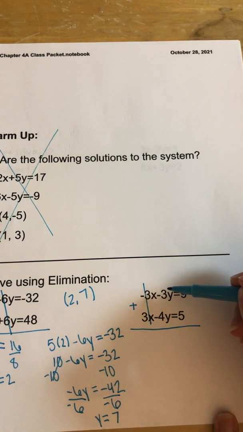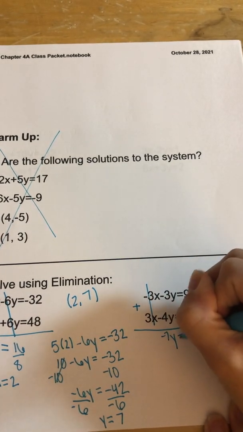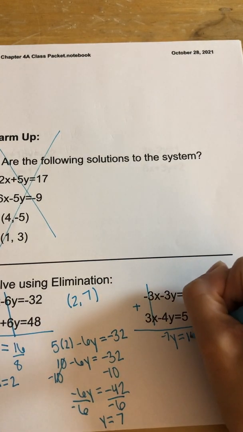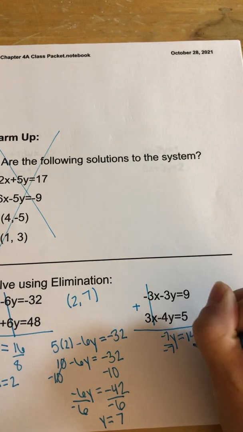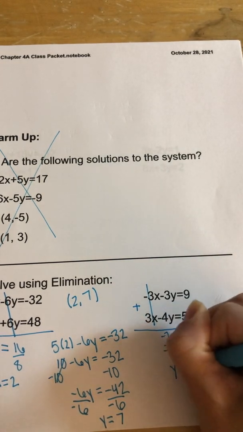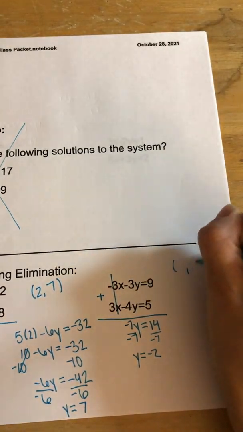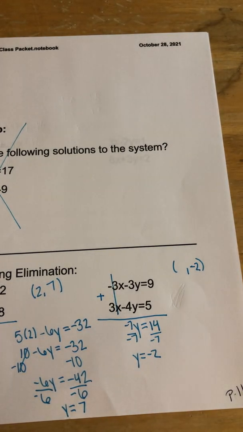So then negative 3 plus negative 4y gives me negative 7y. And then 9 plus 5 gives me 14. So there is what I'm left with when the x's cancel out. So I'm going to finish solving. In this case, all I've got to do is divide both sides by negative 7, and I get y equals negative 2. So I have half my answer for my point of intersection. I know the y value is negative 2.